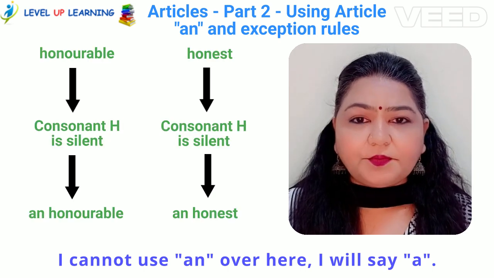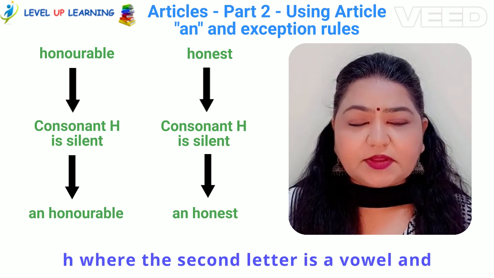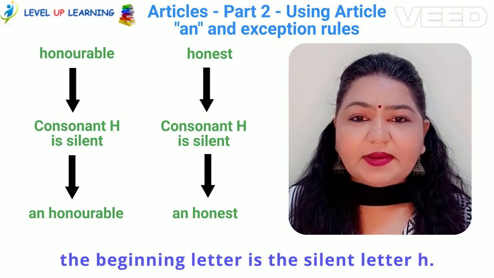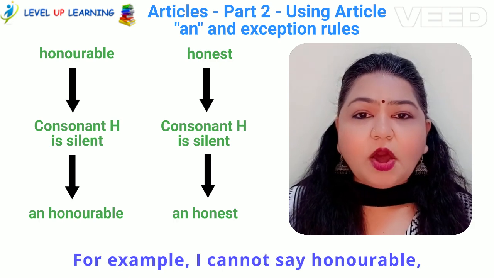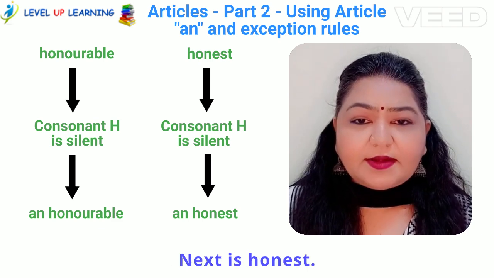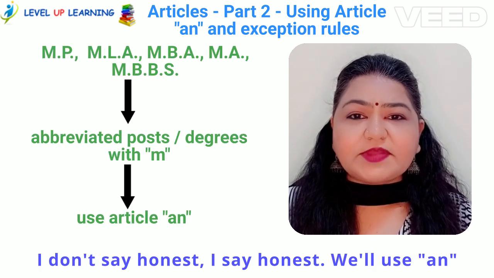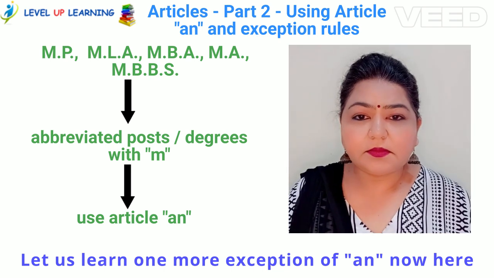I will say "a". The next one is about the silent letter H, where the second letter is a vowel and the beginning letter is the silent letter H. For example, I cannot say "a honorable", I say an honorable. So I will use "an". Next is honest. I don't say "a honest", I say an honest. We'll use "an".